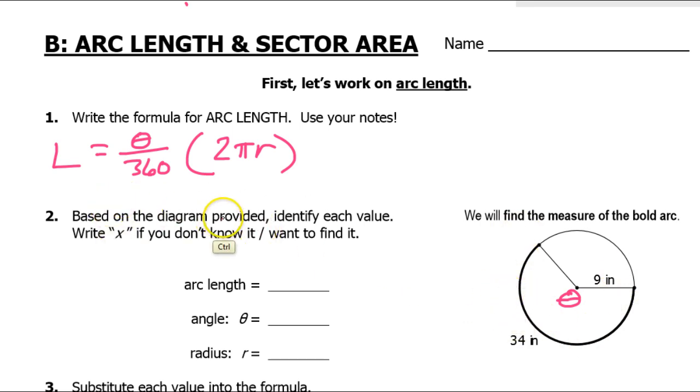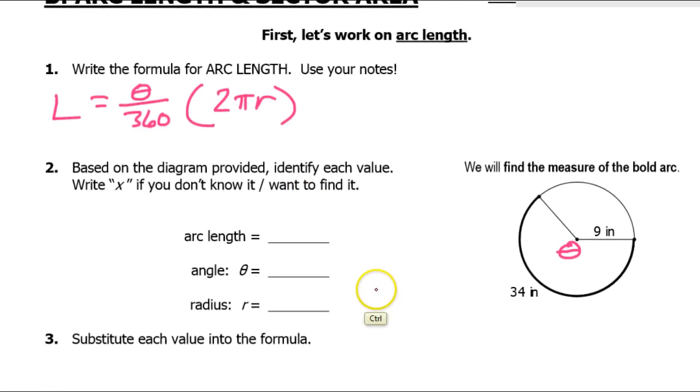So, based on the diagram provided, identify each value. Write x if you don't know it and you want to find it. Okay, the arc length is 34 inches, so we know that. The angle theta, we do not know that. So they said to put an X there, but whatever. The radius, we know that. That's 9 inches. So we know everything except for the angle.